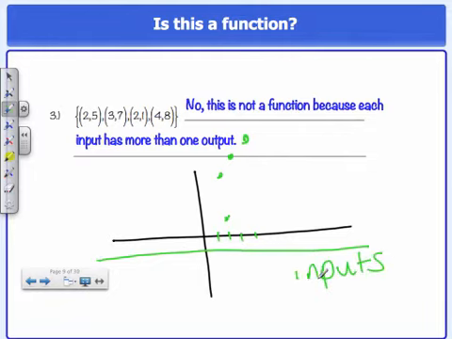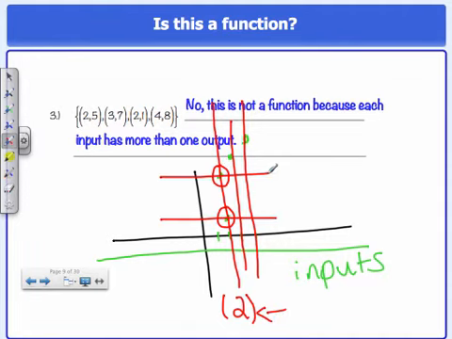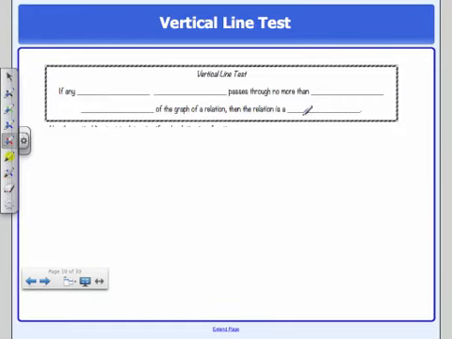Okay, now if you notice, this x-axis right here is the set of all inputs, right? So if I were to draw a vertical line through my inputs, it should technically only touch each point once. Each vertical line should only touch each point once. But if you look right here, this vertical line through the input of 2 touches 2 points, which is not allowed, because this shows that the input of 2 has more than one output, which again, is not a function. So if we were given a graph, we can use a vertical line test to determine whether or not something is a function.